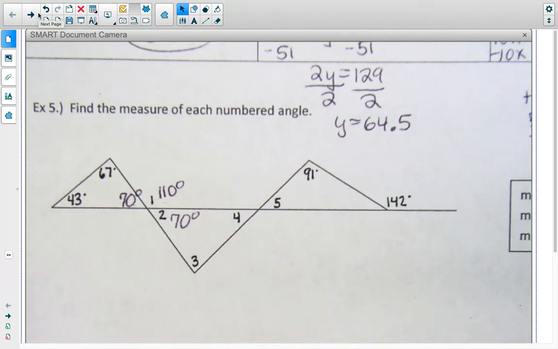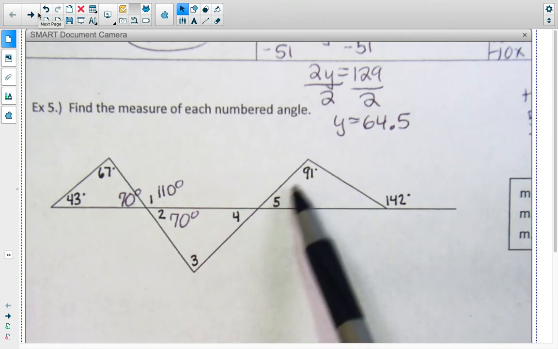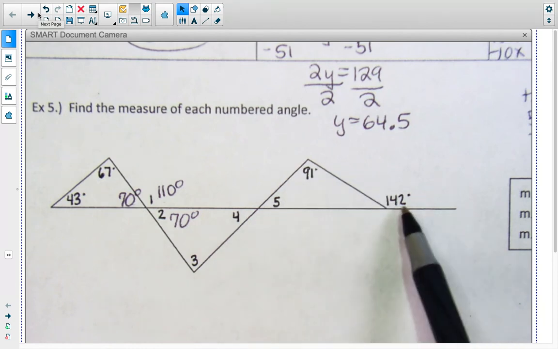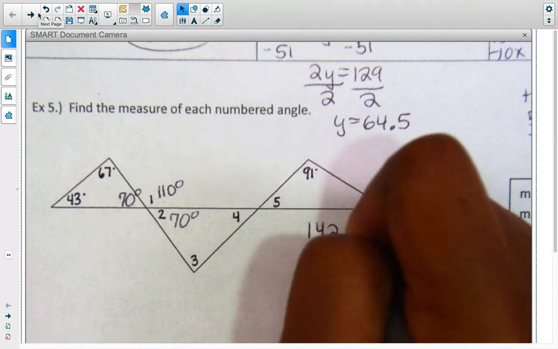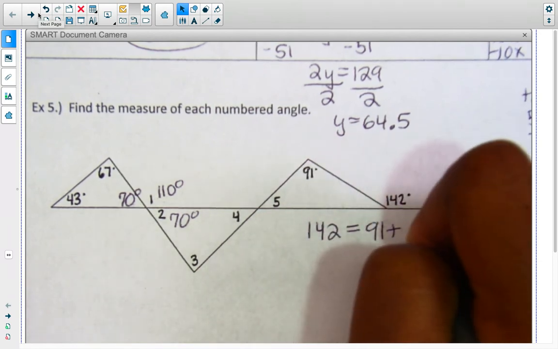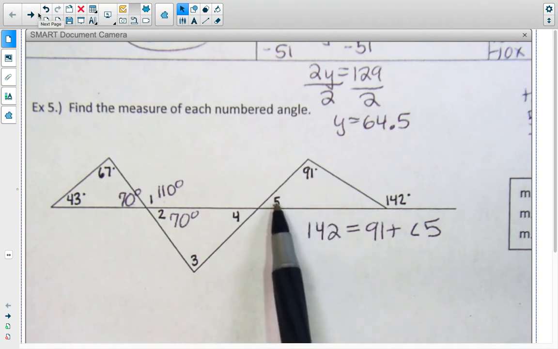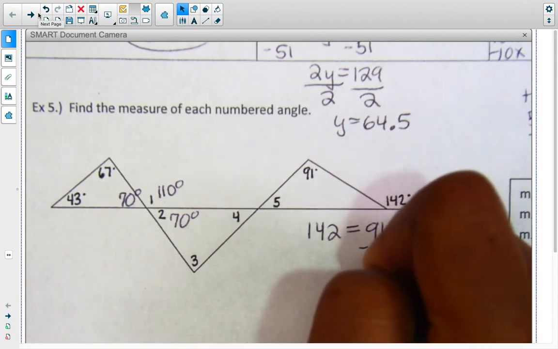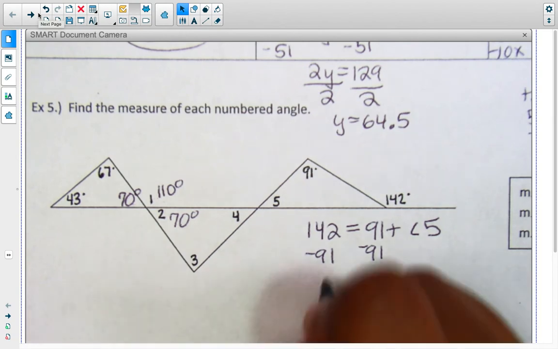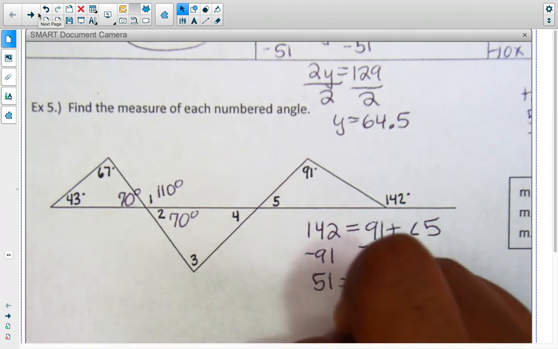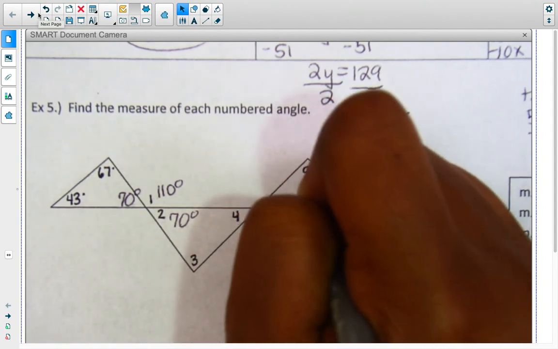I also can use the fact that I know that this is 142 degrees, and I have 2 remote interior angles. So this is 142, and these are remote angles. So 142 is equal to 91 plus angle 5. So if I subtract 91 from both sides, that will give me 51 degrees. So 51 is equal to the measure of angle 5. So I'm going to put this equals 51.